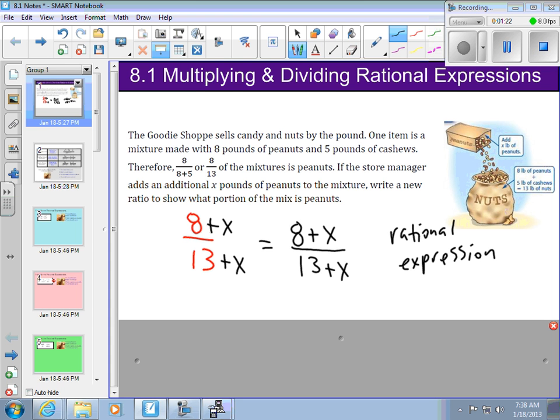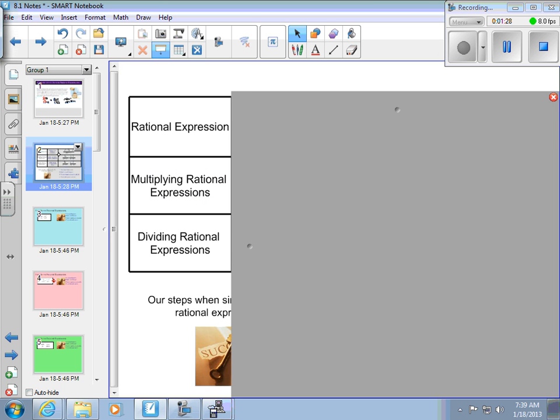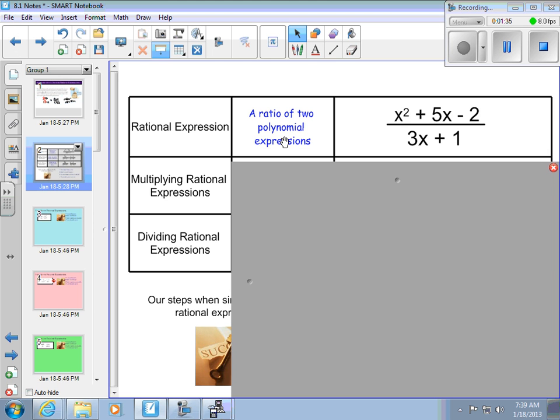So today we'll look at other types of rational expressions. We're also going to look at how you multiply and divide them. All right, let's talk about rational expressions then. A rational expression is a ratio of two polynomial expressions. Remember, ratio from last year is comparing two things, and it's always going to be in a fraction. So we're going to be looking at fractions here.